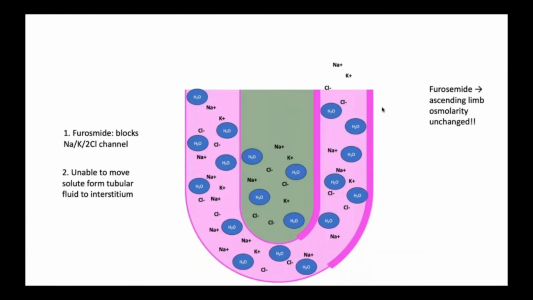Because remember, water flows passively because there is a difference in the gradient, a difference in the osmolarity between the tubular fluid and the interstitium. Does that make sense? Yep.